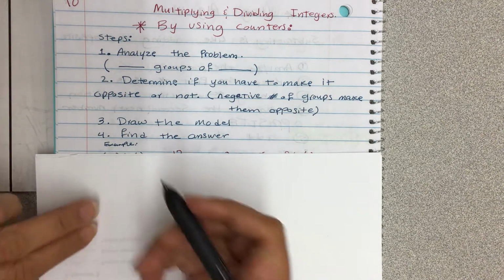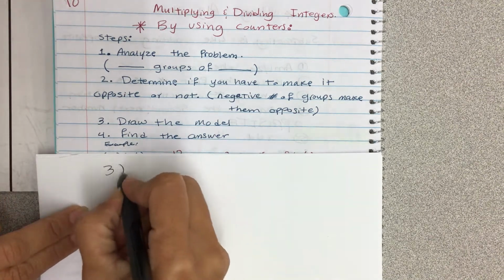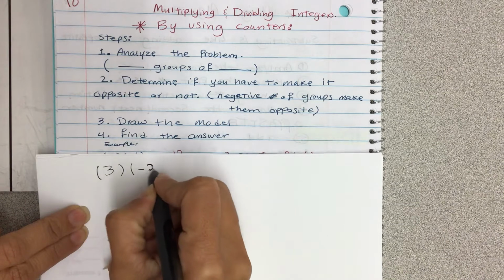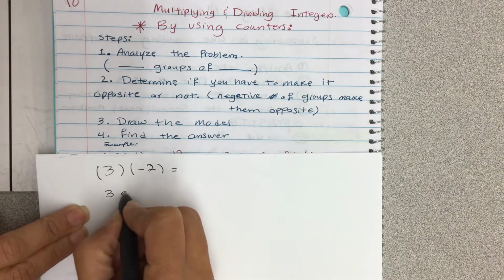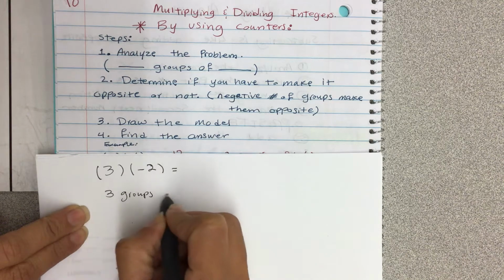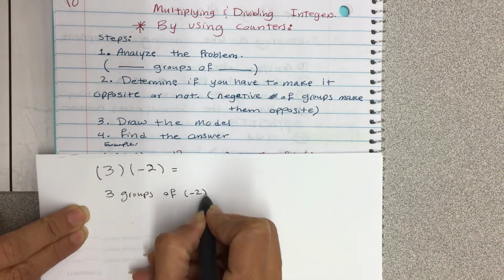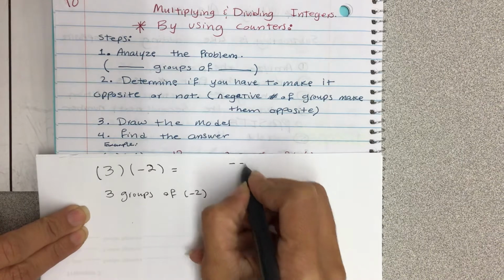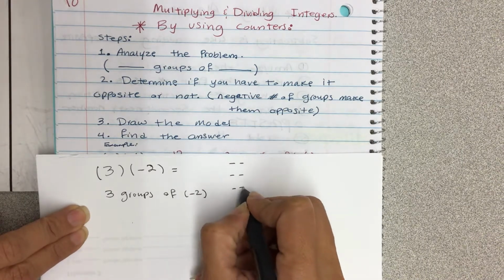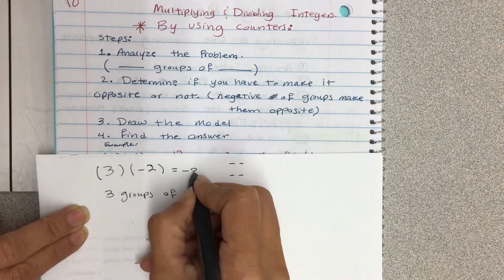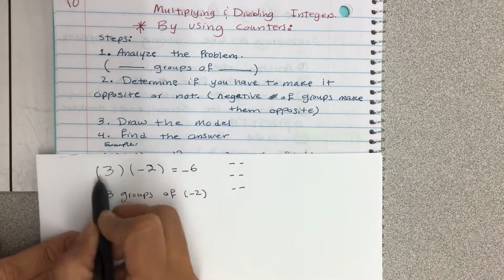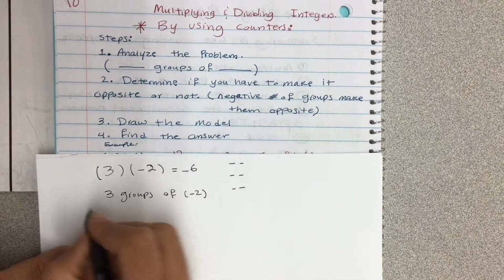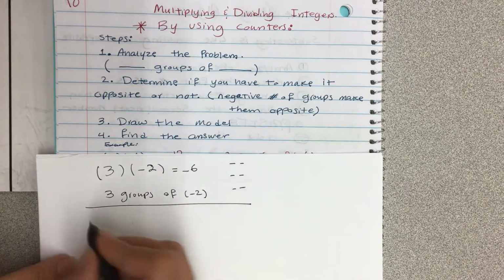So I have 3 times -2. I'm going to analyze it and translate it to mean 3 groups of -2. So 3 groups of -2 means 1 group, 2 groups, 3 groups, and all together it's going to be -6. So it's very easy when we have a 3. The number of groups is always positive, but if the number of groups is negative, what should we do?